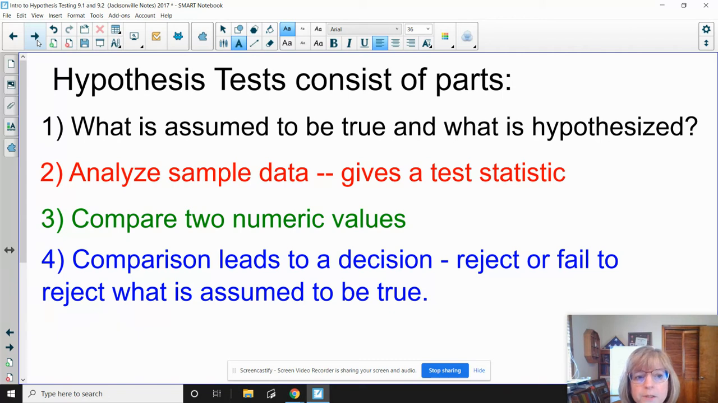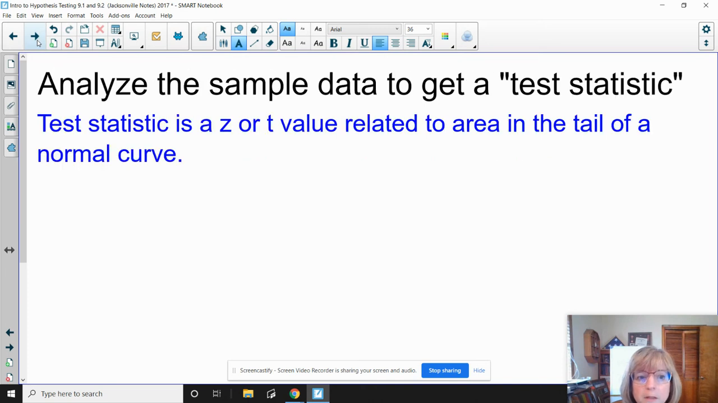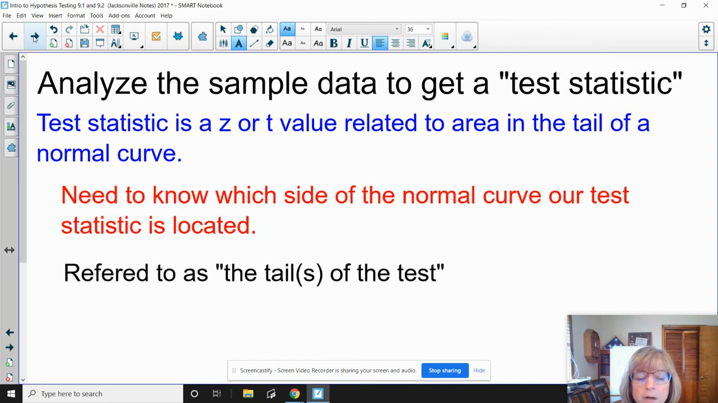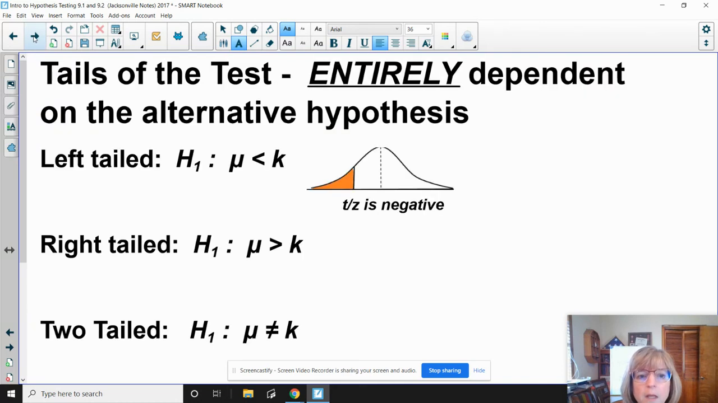Now back to our list. What's assumed to be true and what's hypothesized, that's our null and alternative hypothesis. And the next part has to do with getting a test statistic, which is related to our alternative hypothesis. Now, this test statistic is a z or a t value, and it's related to an amount of area in the tail. This is referred to as the tail or tails of the test. This is entirely dependent on the alternative hypothesis.